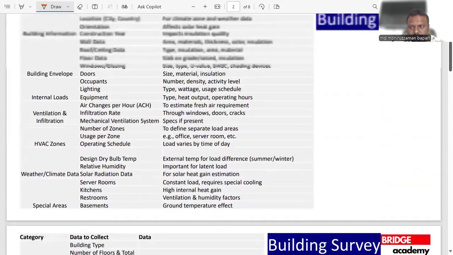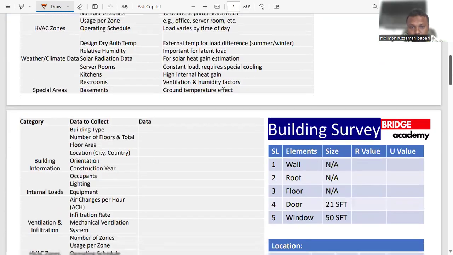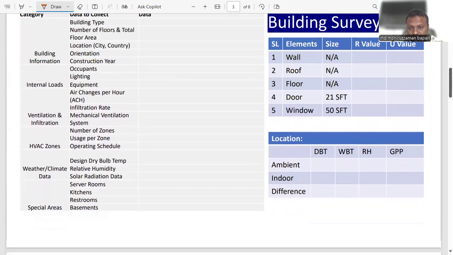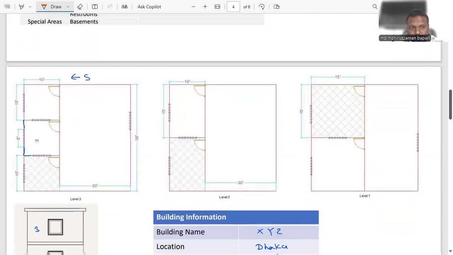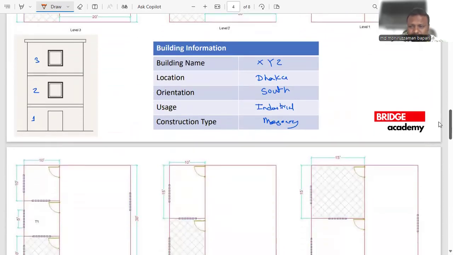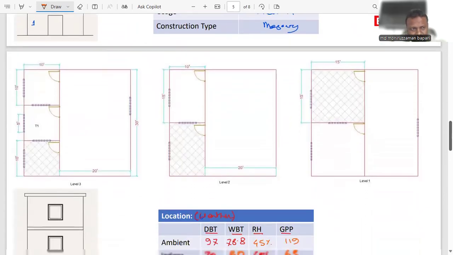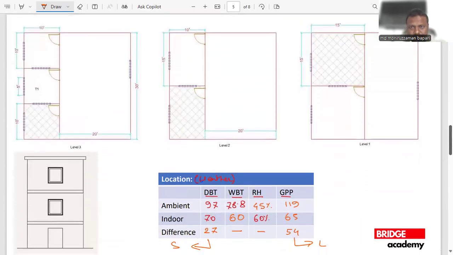We are all set. So by now we know how to do a building survey. So congratulations. Everything seems very easy by now. Actually, it is very easy. Load calculation is not very difficult. You just have to put in some attention and some time only. That's it. Okay, let's move forward with the next segment.